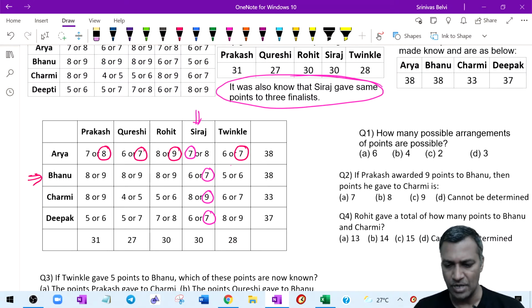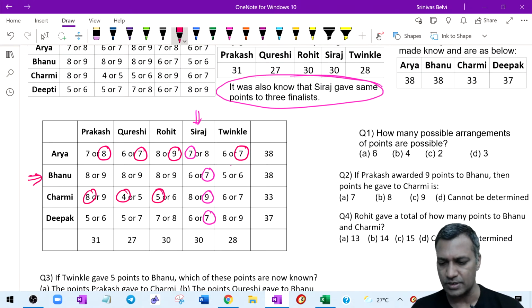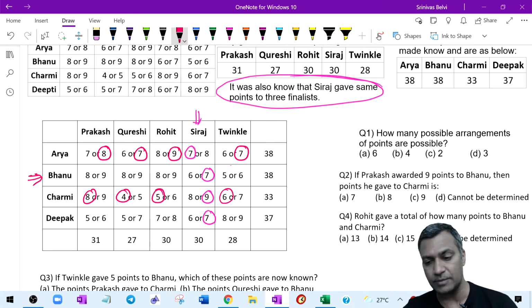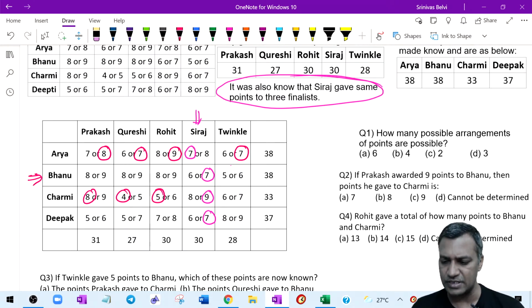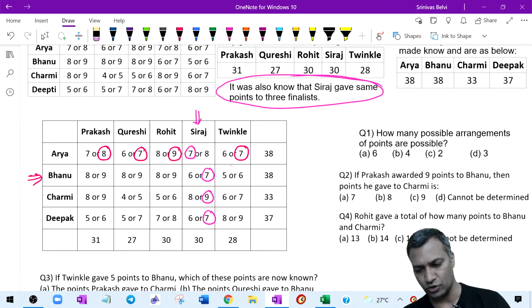Let's go to Charmi. Let's take the smaller of the numbers here. 8 plus 4, 12. 12 plus 5, 17. 17 plus 9, 26. 26 plus 6, which becomes 32. But I want 33, which means here also I need to do a little bit of permutation and combination.